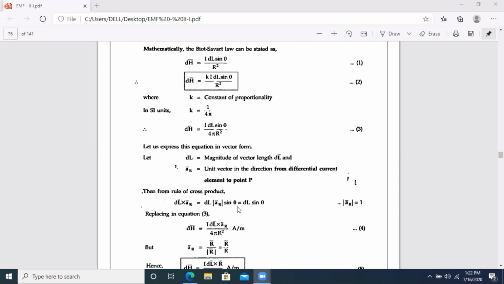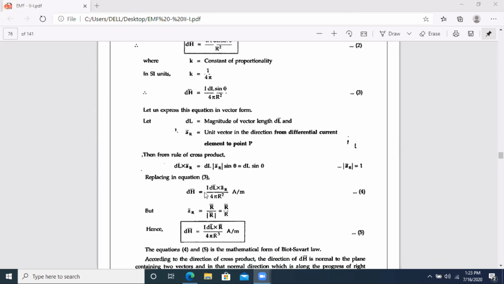I have to ask if you agree with that, because that is the standard definition for cross product. The magnitude of dl and the magnitude of aR sine theta. Now for aR equal to 1, it amounts to dl sine theta. So let's write this equation now in vector form. dH equals I dl cross aR over 4 pi R squared.